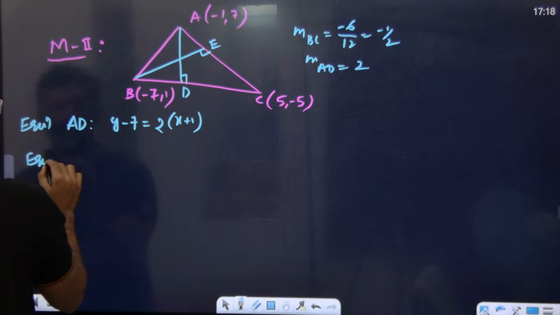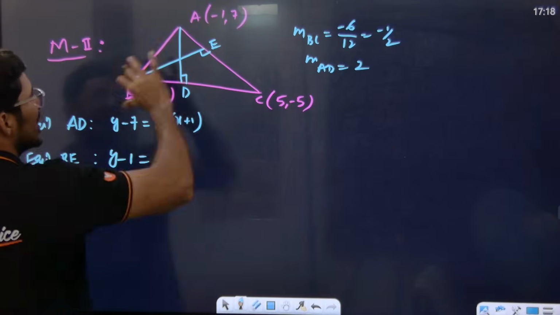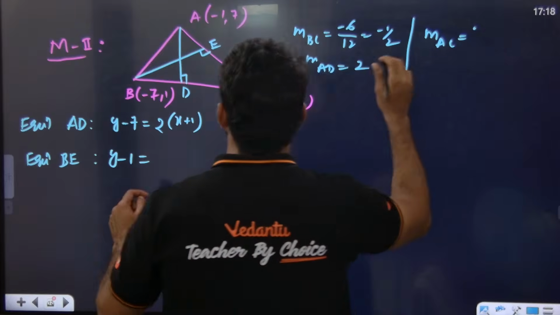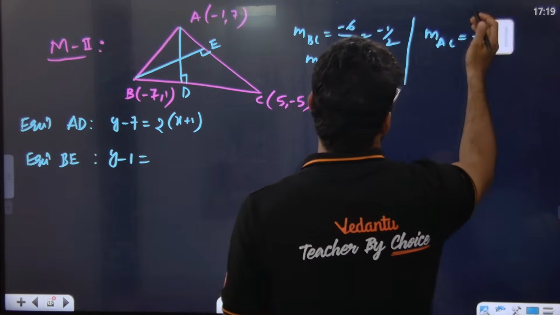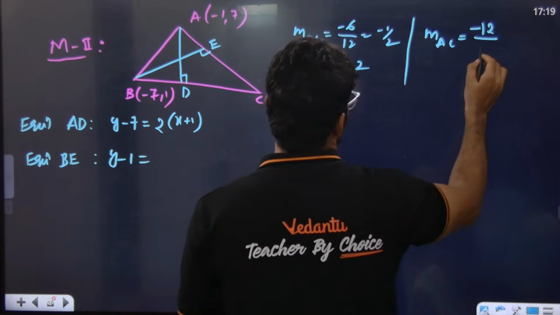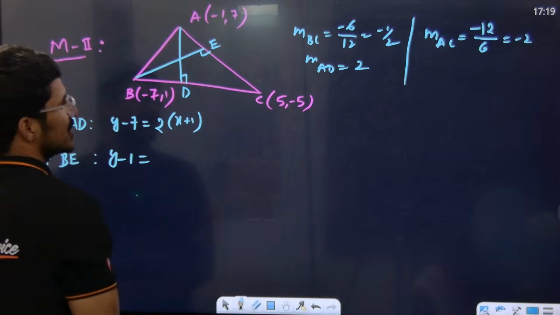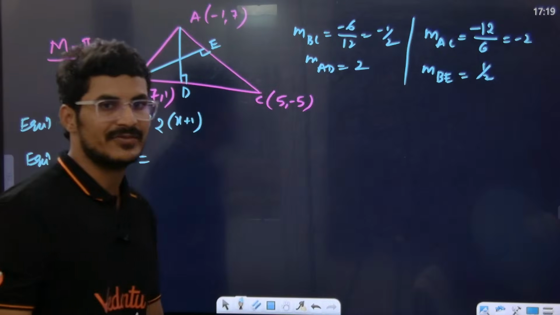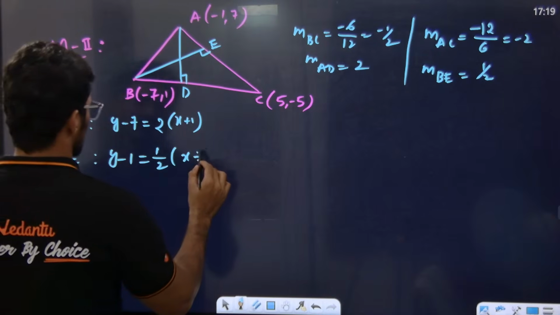Next, the equation of BE. B passes through a point, so y minus y1 is equal to slope times (x minus x1). First find the slope of AC: y2 minus y1 is minus 12, over x2 minus x1, which is 6, so minus 2. The slope of AC is minus 2. Then the slope of BE is the opposite sign with reciprocal, so 1 by 2.